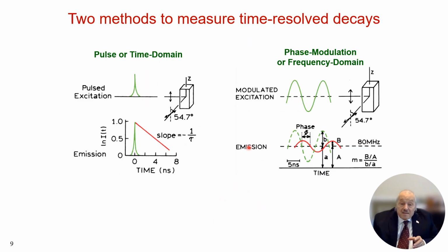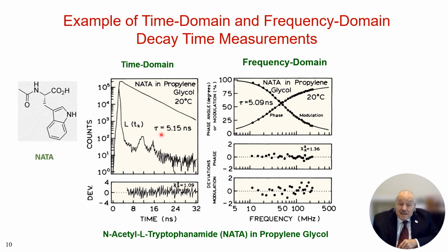Just to remind you from the earlier lecture, today we're going to be presenting data measured either in the pulse domain or by the frequency or phase modulation method, the frequency domain. This is just a quick reminder of the two domains and what the data look like in the two domains. You're very familiar with the time domain. In the frequency domain, we have a logarithmic frequency scale. We measure a phase angle and we measure a modulation. The information content is basically the same, but that's how the experiments are done.